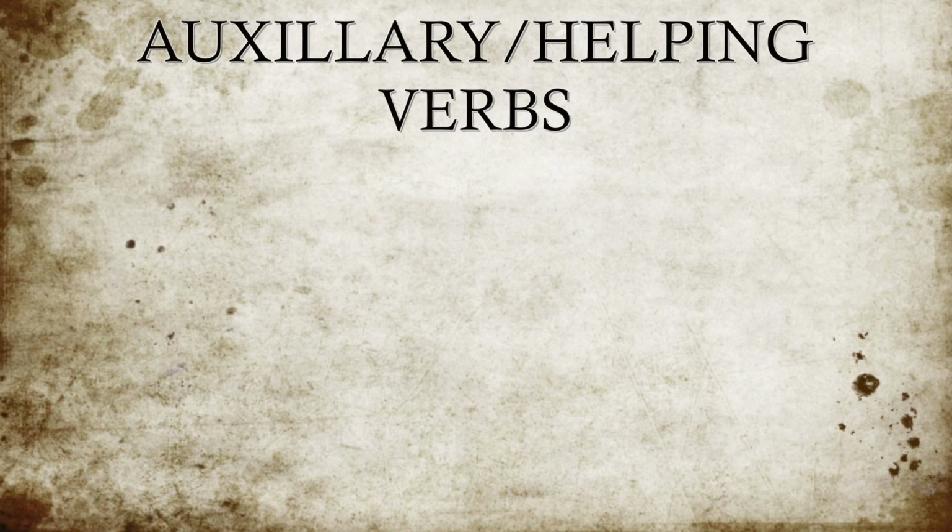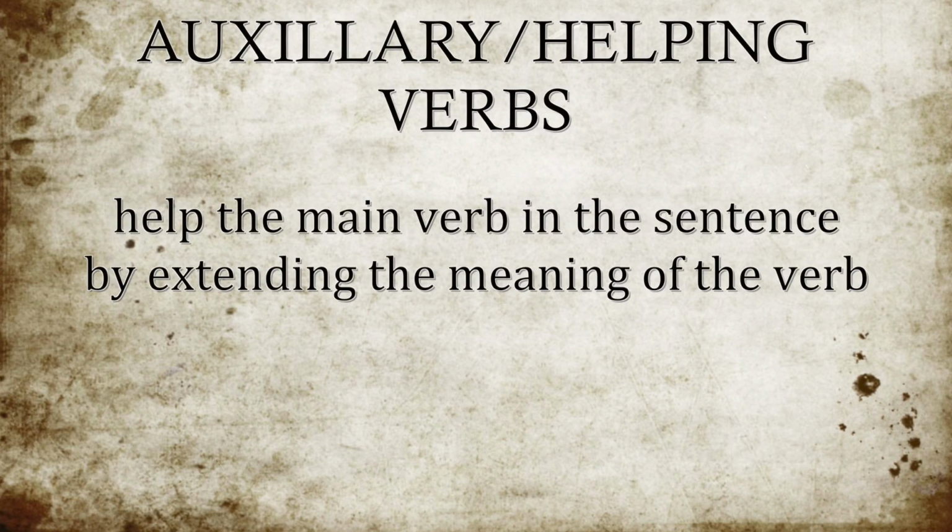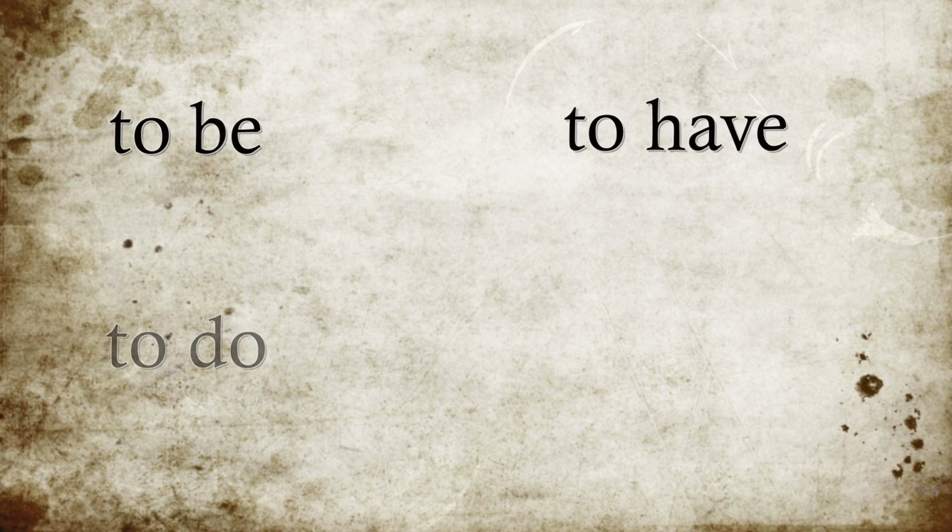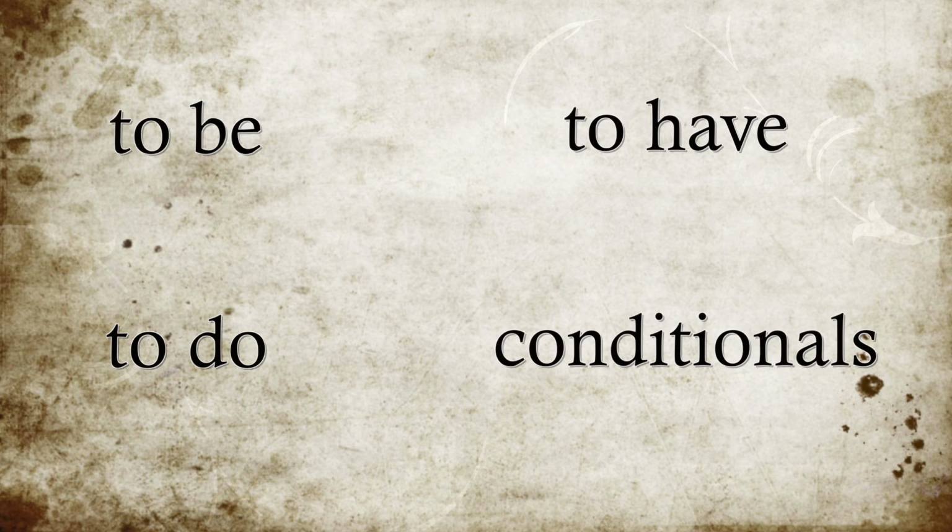Auxiliary verbs, or helping verbs, help the main verb in the sentence by extending the meaning of the verb. There are 4 categories of auxiliary or helping verbs, and those categories are to be, to have, to do, as well as something called conditionals. Okay, and I'm going to go ahead and break those down.